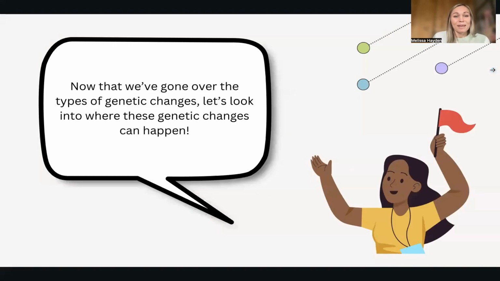In this ever-changing genetic maze, understanding our pathways, or our genes, helps us navigate life more effectively. With knowledge of these routes, we can better understand ourselves and the potential impact of genetic variations on our health, whether they lead to strengths, challenges, or just what make us who we are. Now that we've gone over the types of genetic changes, let's look into where these genetic changes can happen.